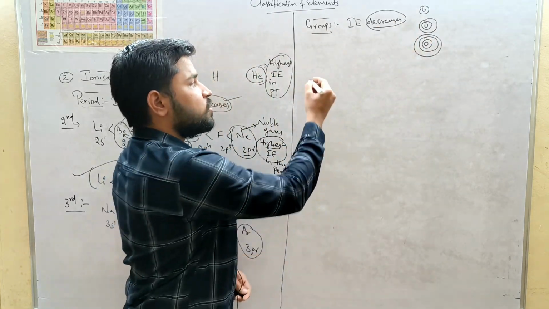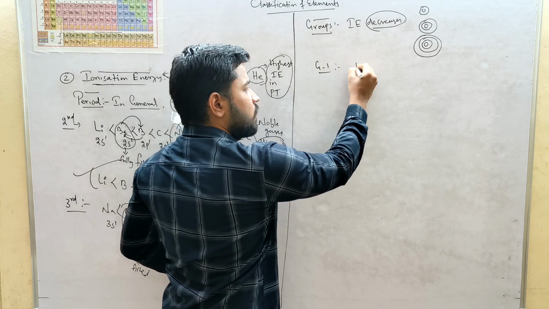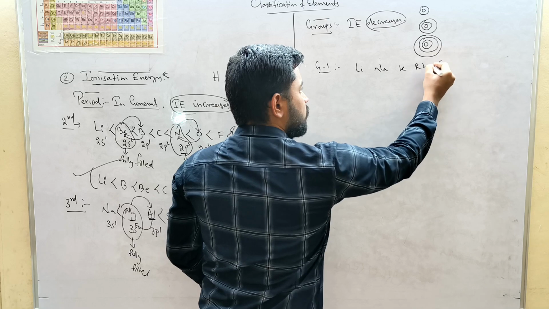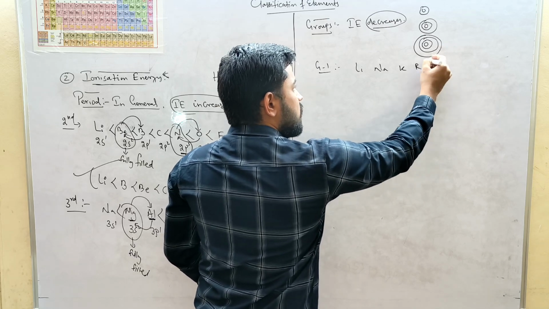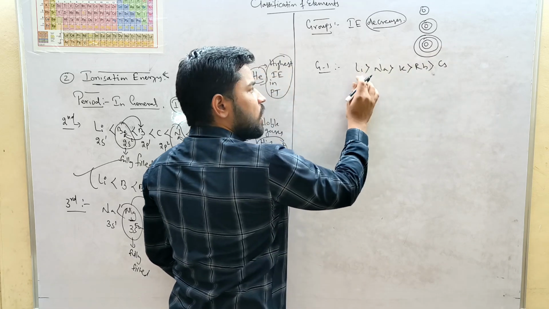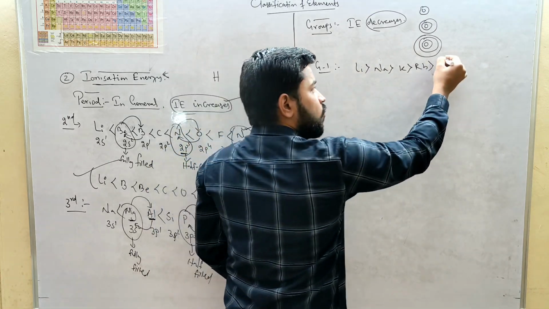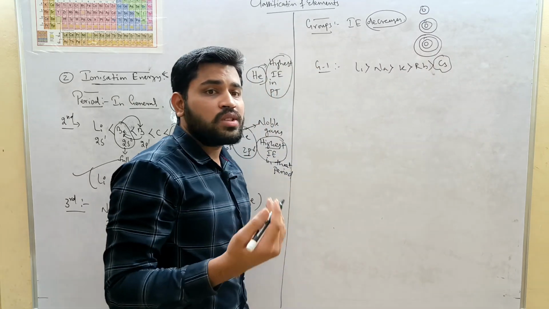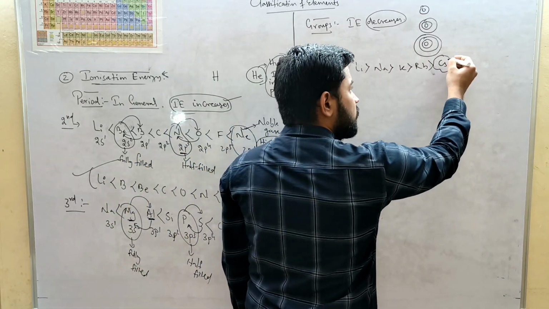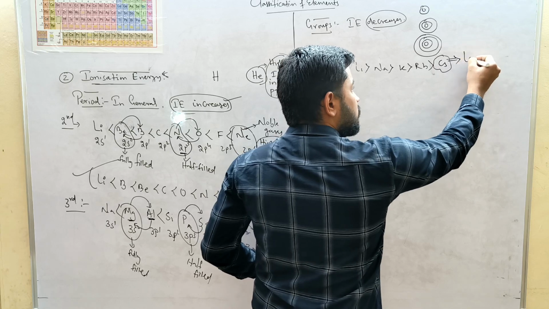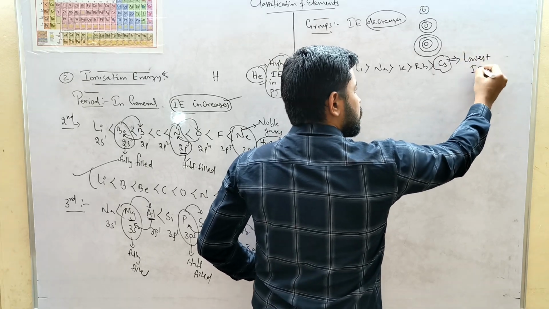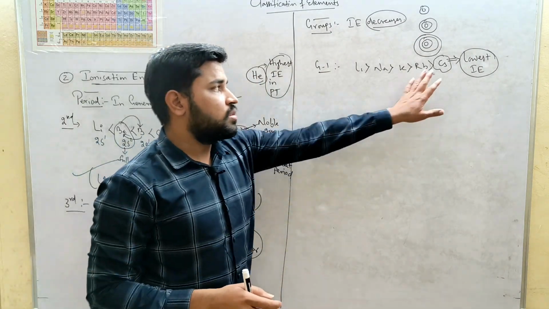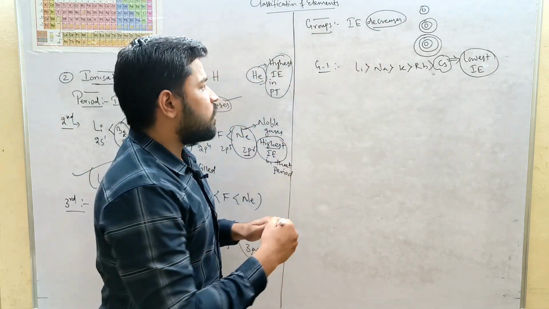Getting the point? So when it comes to group 1 elements like lithium, sodium, potassium, rubidium, and cesium, cesium will have the least ionization energy, and lithium will have more ionization energy. Why does cesium have the least ionization energy? Because of more number of shells and more screening effect. In the periodic table itself, cesium will be the lowest ionization energy. Hope you are getting my point. This is for group 1 elements.